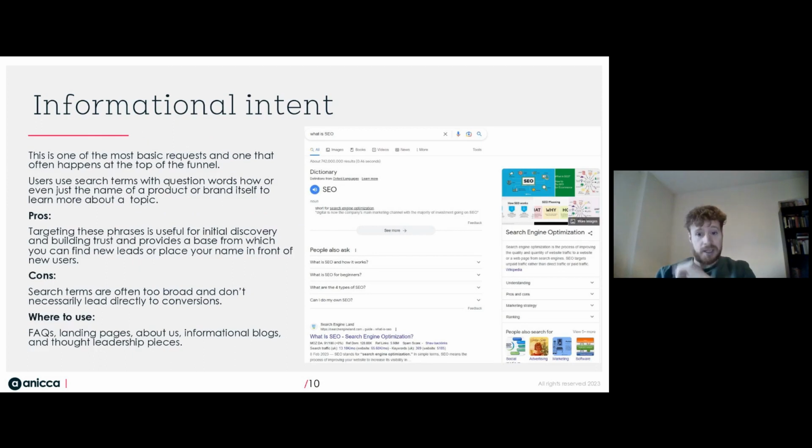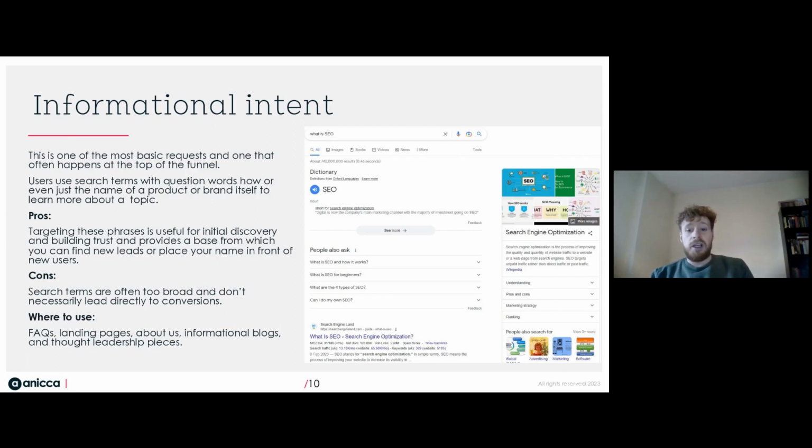So, informational intent. Informational intent is probably the one that we're most familiar with. It's one of the most basic requests. The intent is just to find out more. It's looking for information, whether it's on a brand, a topic, or a product. The intent is to learn, to garner information, and to try and make a more informed decision.